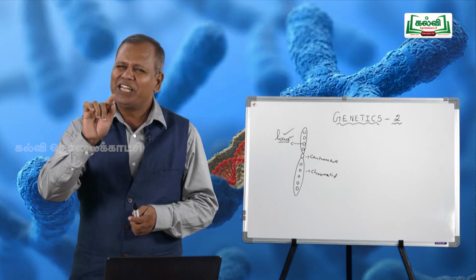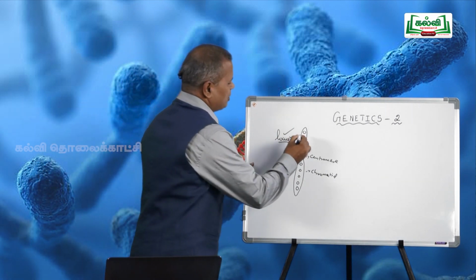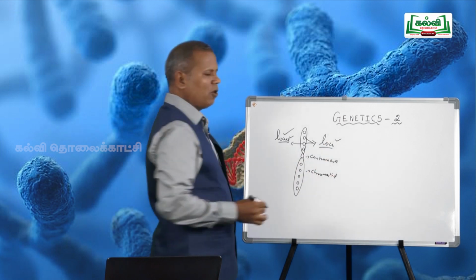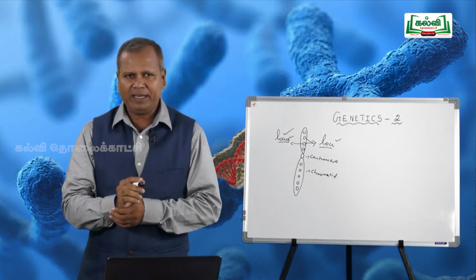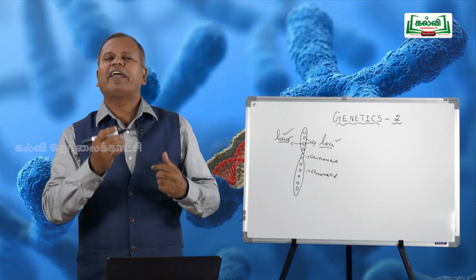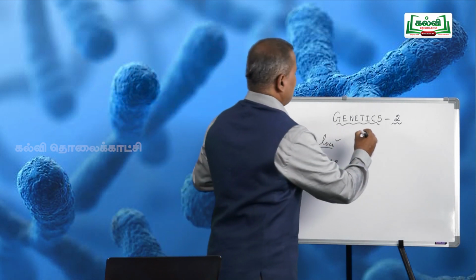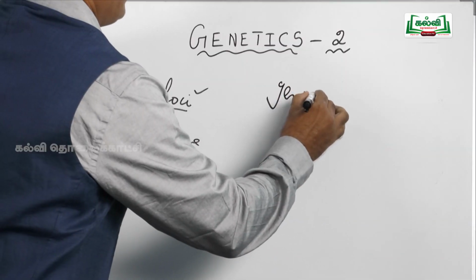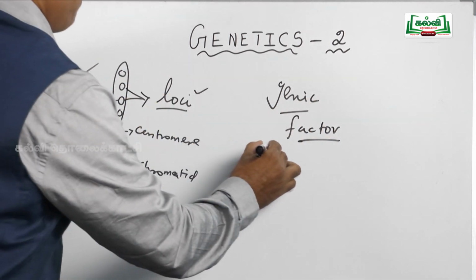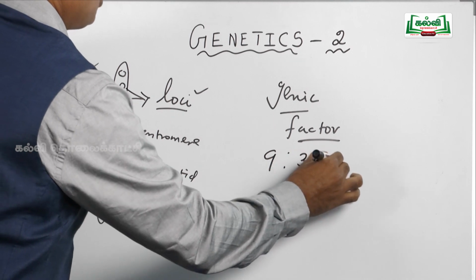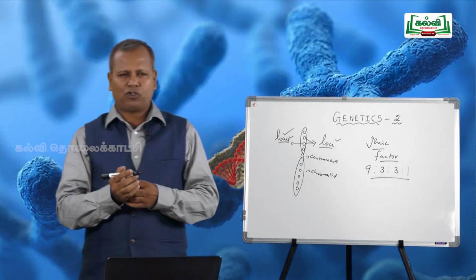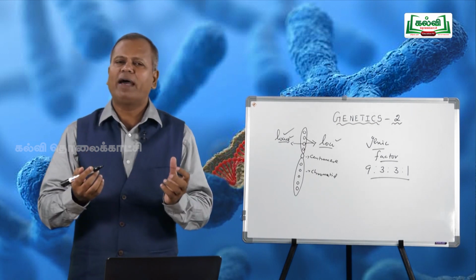Like that, in intergenic interaction, the interaction is between the genes present in two different loci. Singular is locus, the plural is loci. So the genic interaction takes place between two genes present in two different loci. Different ratios, different modifications are seen. These modifications are now known as genic interaction or factor interaction, where the Mendelian dihybrid cross ratio 9:3:3:1 gets modified into either 9:7 or 12:3:1 or 13:3 or 15:1, like that.